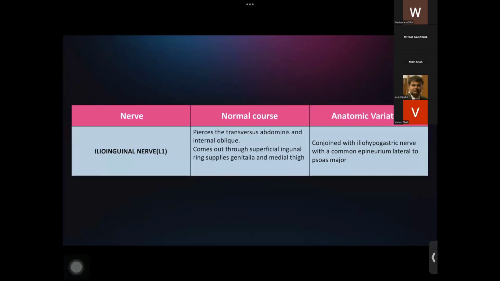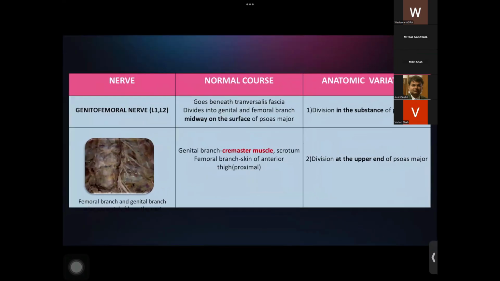The next nerve is ilioinguinal nerve, supplies the muscles mainly of the abdomen, genitalia, and thigh. The anatomic variation is that it can be conjoined with iliohypogastric nerve arising from a common nerve root. Now, next one is the genitofemoral nerve.